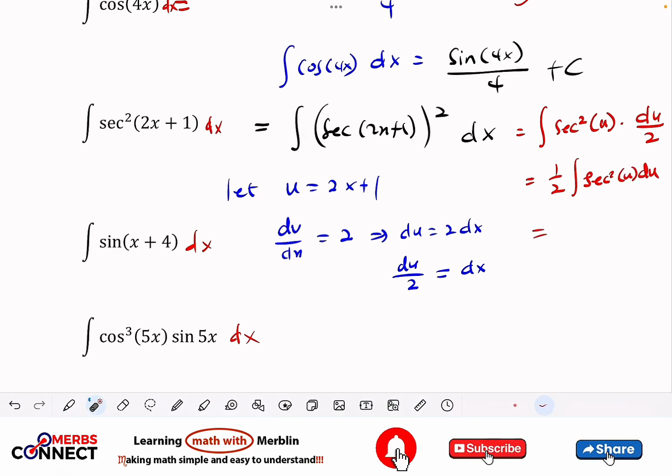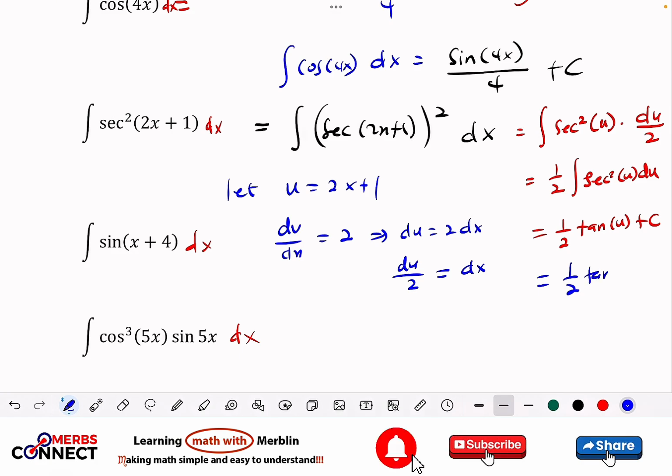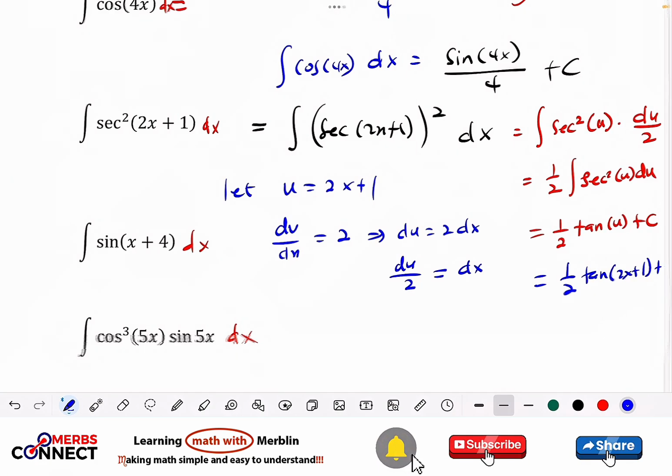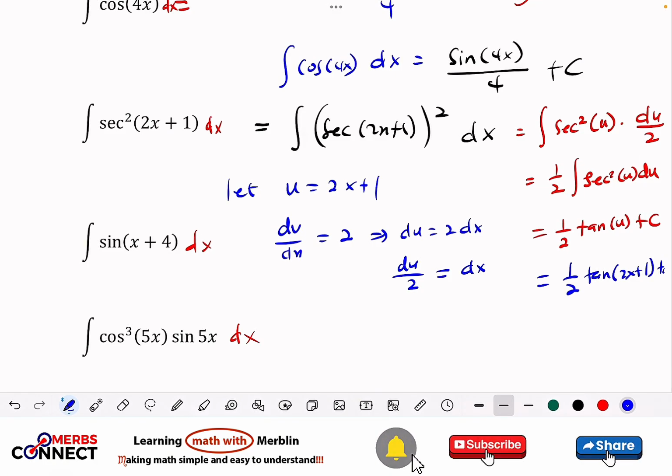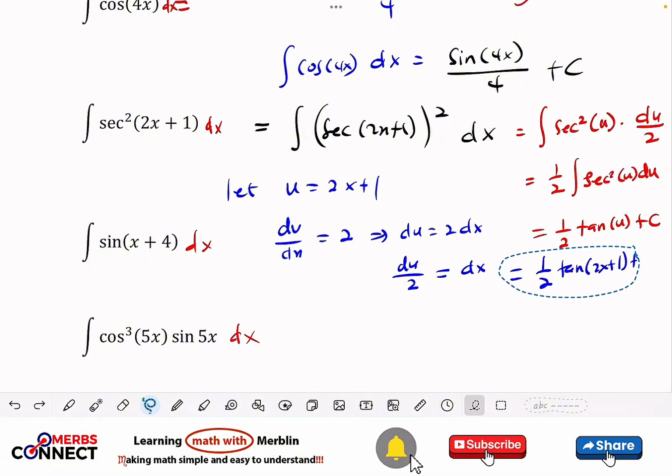And the question is, what function, when I differentiate, I get sec squared? That's the tangent, right? So this is going to give us 1 over 2 tangent of u plus my constant. But u is equal to 2x plus 1. So this is going to give us 1 over 2 tangent of 2x plus 1 plus my constant, which is c. Good. So this is what we are going to get from here.